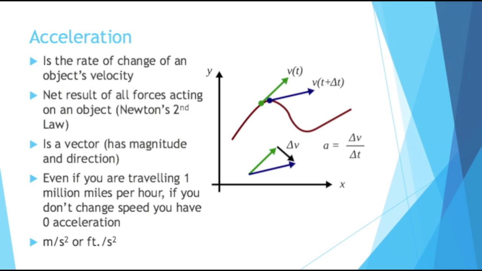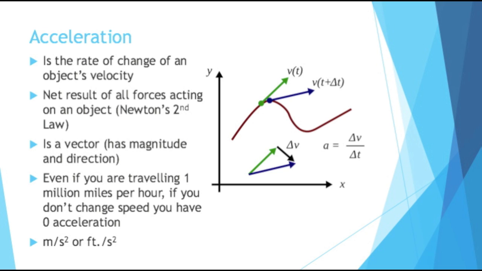It's interesting to think about it though, because a lot of people mix it up with velocity, thinking it's very similar. And there are similarities, of course, but ponder this. Even if you are traveling 1 million miles per hour, if you're not changing speed, you have zero acceleration. So high acceleration doesn't necessarily mean you're moving fast. If you continue that acceleration, you will be moving fast, but acceleration is not speed. It's a change in speed.